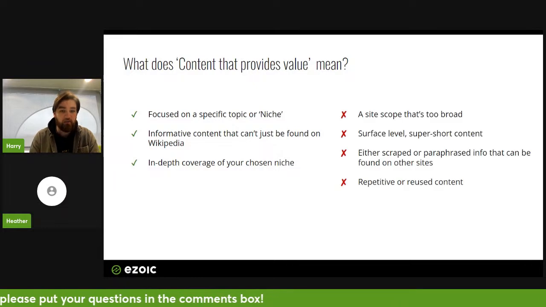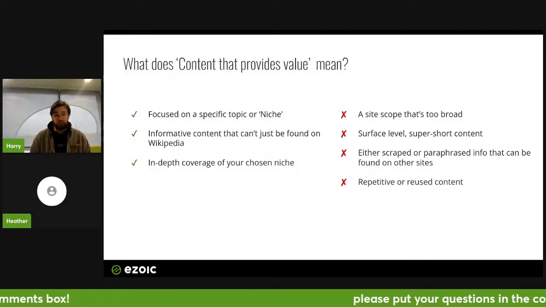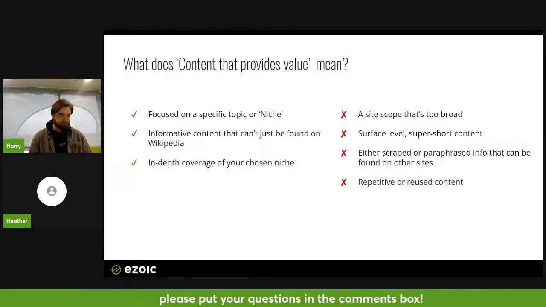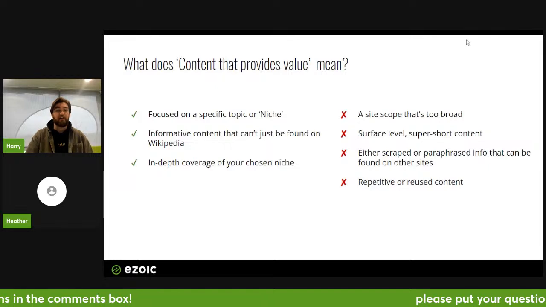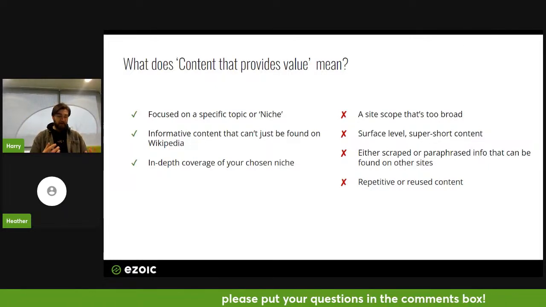And you need to try and provide as much in-depth knowledge as possible. The things that Google are looking to disapprove people for are sites in which the scope is too broad. So if your site is focusing on multiple niches, then we need to try and hone that in a bit and focus on a single topic.